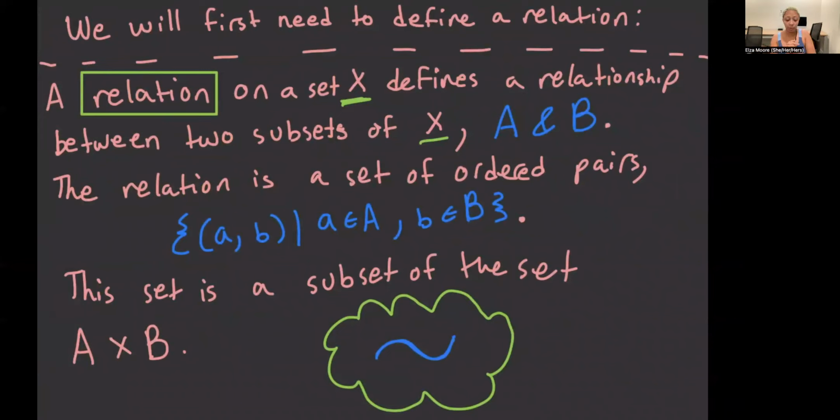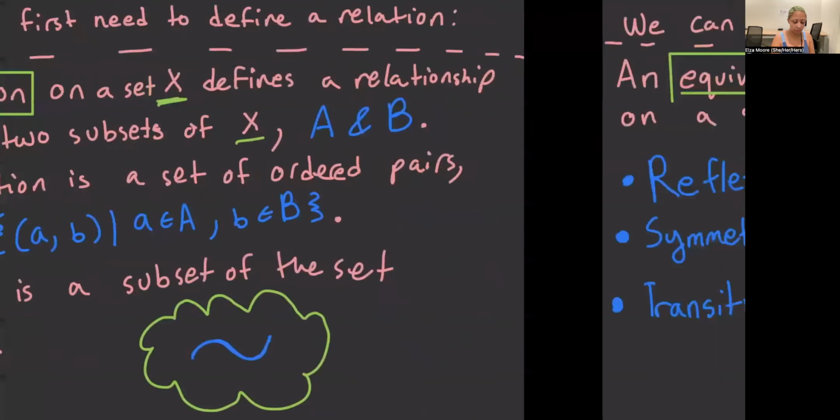In order to start to understand the strategy for defining subtraction, we'll first need to define a relation. A relation on a set X defines the relationship between two elements of X, A and B. The relation is a set of ordered pairs (A, B), where A is in A and B is in B. So the relation is a subset of A cross B, and we're going to use this squiggly symbol to denote a relation throughout this presentation.